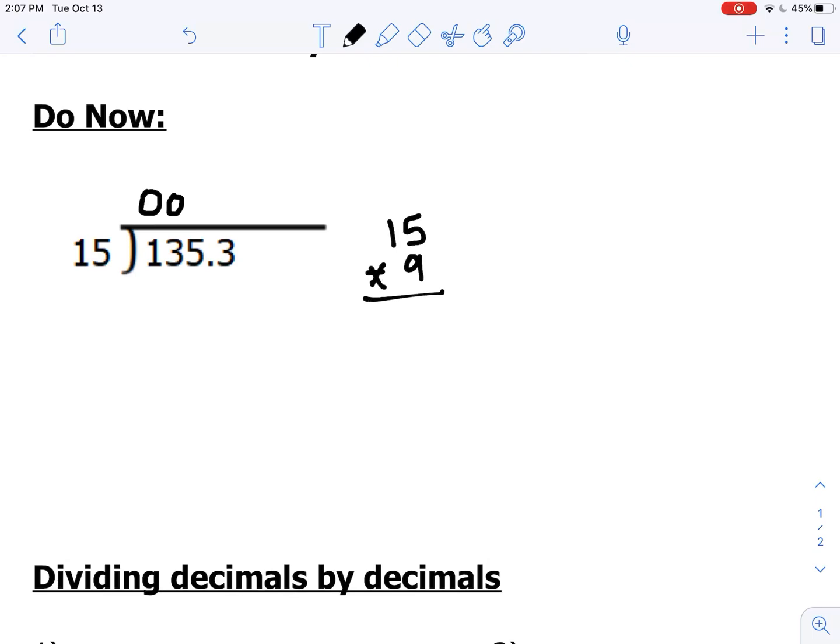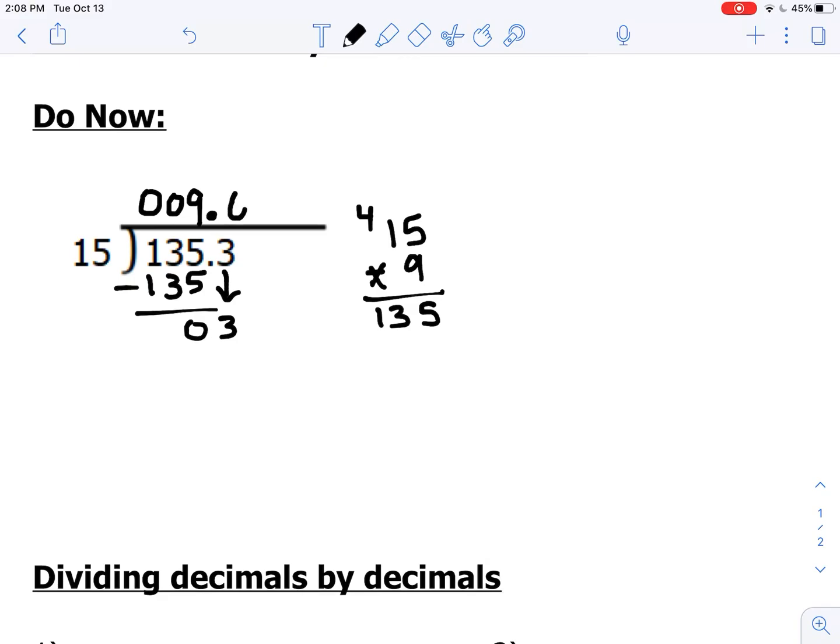So let's just double check that. 9 times 5 is 45, carry the 4. And 9 times 1 is 9, plus 4 is 13. Yep. So 9 times, and when we subtract, we have 0 difference here. I'm going to bring the decimal point up into the quotient and bring the 3 down. We cannot make a group of 15 out of 3.